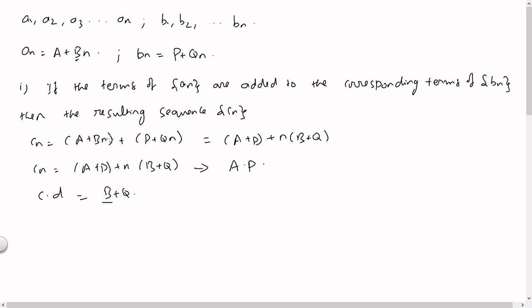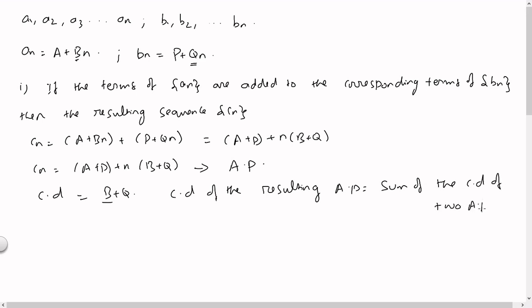And what is b? b is the common difference of the first arithmetic progression. q is the common difference of the second arithmetic progression. So the common difference of the resulting arithmetic progression is equal to the sum of the common differences of the two arithmetic progressions. So that is about the common difference.